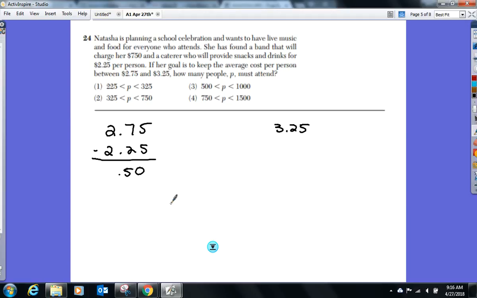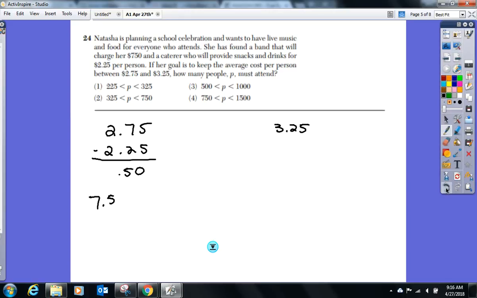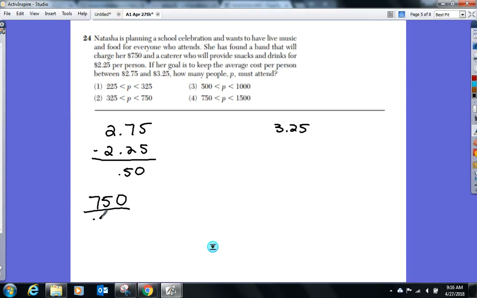Can you find me how many people must be invited for $2.75 if she has 50 cents a person, $750 for the band? Can you find out how many people must be invited then? What are you guys doing with $750 and 50 cents? Dividing them, yep. So you have $750 divided by 50 cents. How many people? 1,500. She's got to invite 1,500 people to pull that off at $2.75.